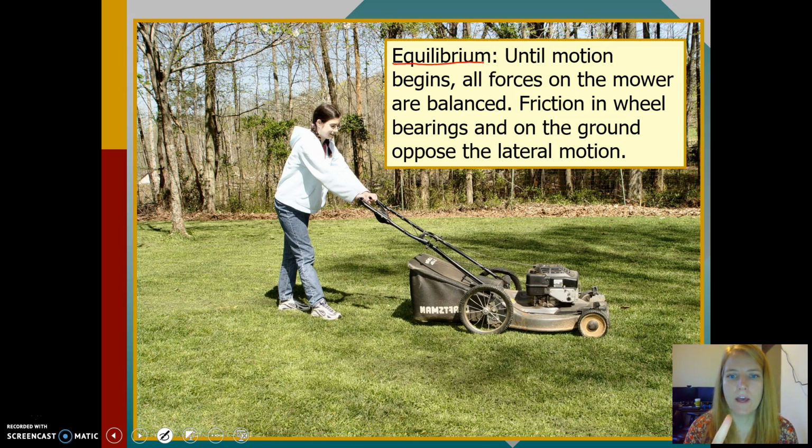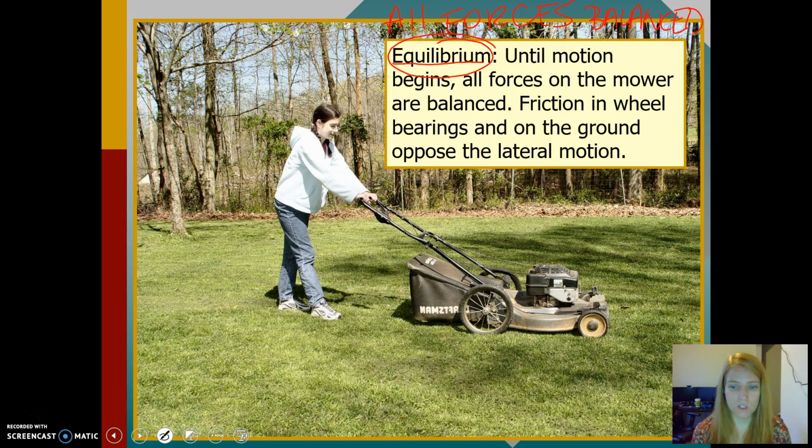Equilibrium is where we have a situation where we have all forces balanced. Okay, so all our forces are balanced. So in this situation here, she is not moving the mower at this time. So right here in this moment, we have equilibrium. All the forces on this mower are balanced.